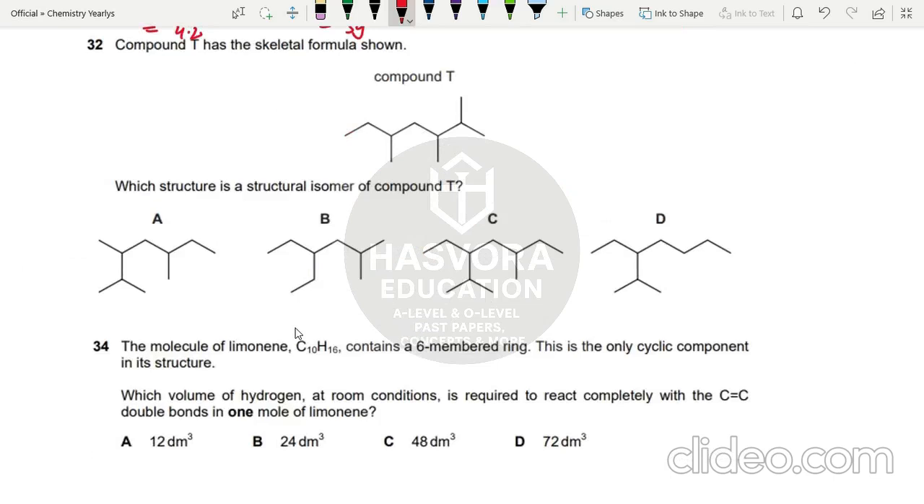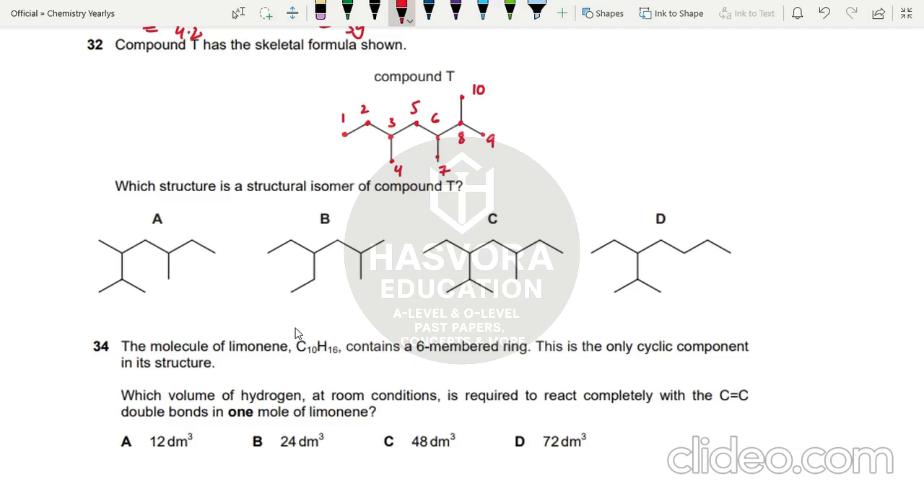Now they are asking us about compound T, which has a skeletal formula. They have shown you the skeletal formula, and we must find which structure shown is the structural isomer of compound T. What we have to do in these types of questions is, first of all, count the number of carbons, because they often do not keep the number of carbons the same. This will be 1, 2, 3, 4, 5, 6, 7, 8, 9 and 10.